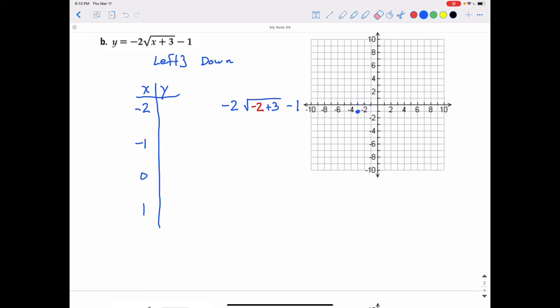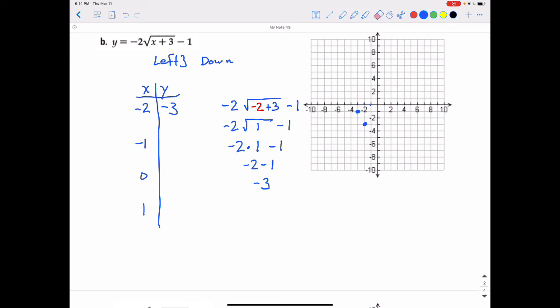So that'll be -2 times the square root of, and -2 plus 3 is 1, -1, and the square root of 1 is exactly 1. So this becomes -2 times 1, -1, and after doing the square root, we should multiply before we add and subtract. So -2 times 1 is -2, -1 gives us -3. So we will have a point located at -2, -3, which places that point right there.